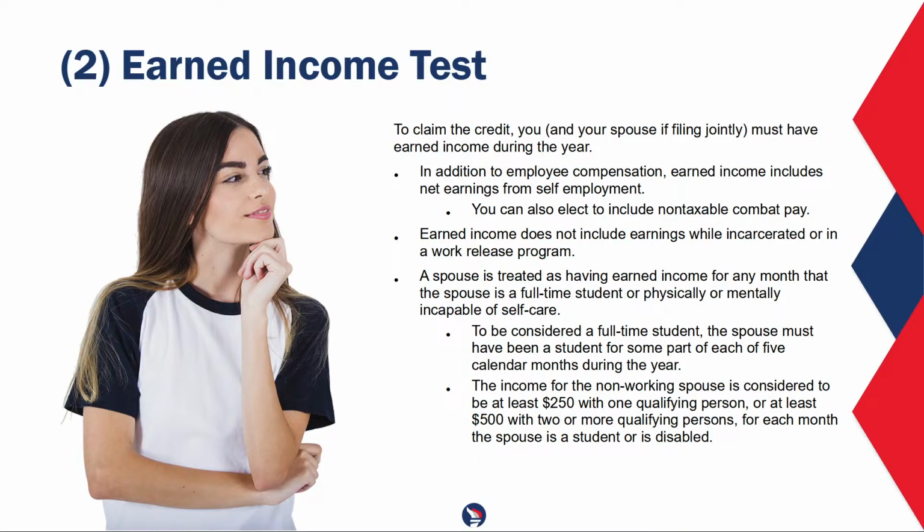Earned income also not only includes what you get paid for working a W-2 job, it also could be net income from self-employment. You can also elect to include non-taxable combat pay to help you maximize the credit if it helps. Earned income credit does not include earnings while incarcerated or in a work release program, which is fine because you don't have a dependent at that point anyway.